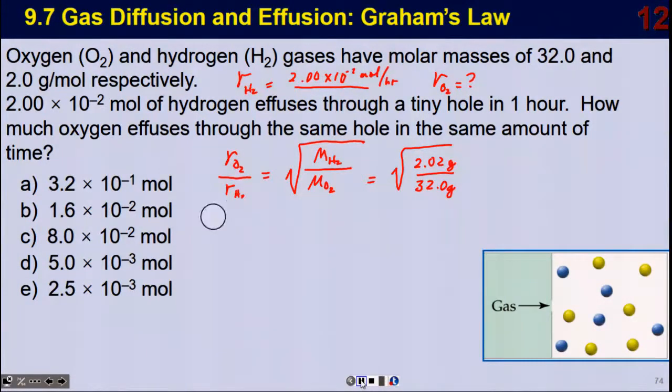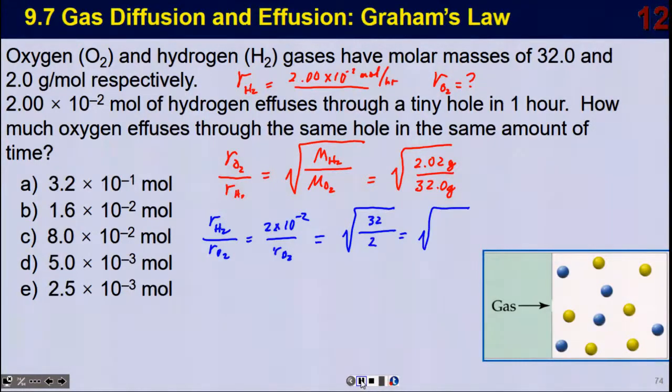So let's do the rate of the hydrogen on top. Makes it easier to work with. The rate of the oxygen below, so that's our 2 point whatever times 10 to the minus 2 over the rate of the oxygen. Just be patient, we'll see how this works. Is going to be the square root of the mass of the oxygen, it's a bigger number now, 32 over the 2, and we know what we can do with that. 32 over 2 is 16. The square root of 16 is 4, so let's stop making these complicated.